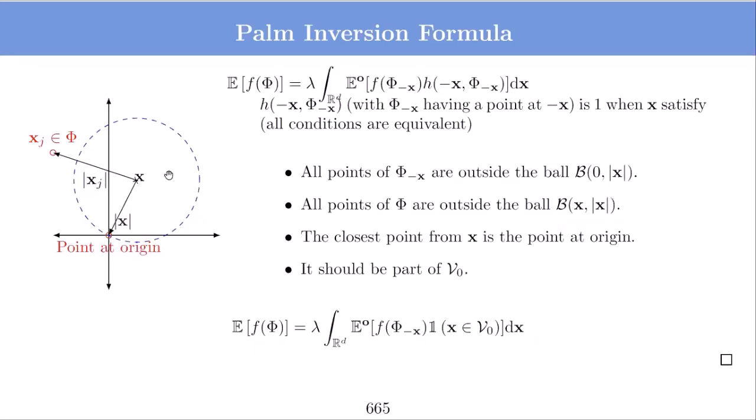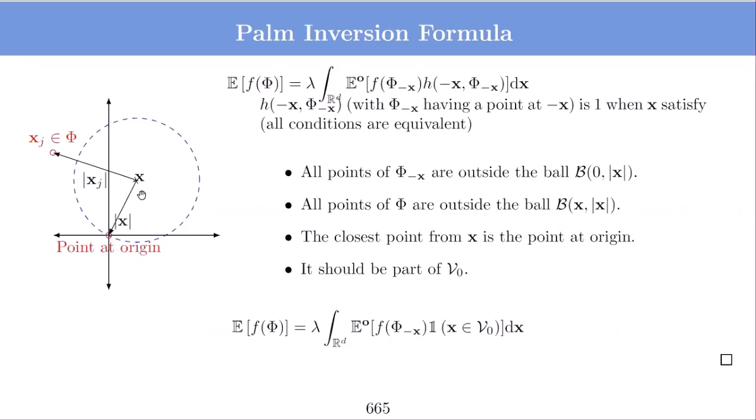So this basically means that if I look at the original Φ, and construct a ball centered at x with radius norm x, there is no point of Φ in that ball. This also means that the closest point to x is the point at the origin. And this also means that if there is a point at the origin in Φ and I construct the typical cell, x should be part of V0. Look at this: this is point x, and there is no other point closer to it.